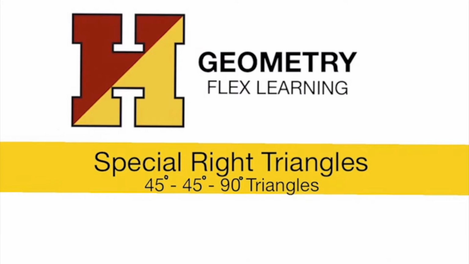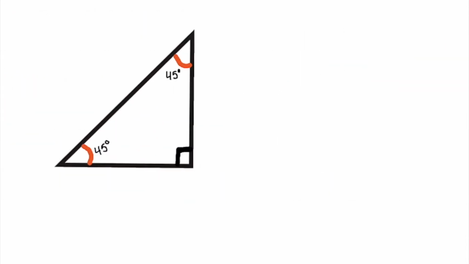Today's topic is special right triangles, more specifically 45, 45, 90-degree triangles. Let's get started. Where does the name 45, 45, 90 come from? Well, it comes from the triangles quite literally having 45 and 90-degree angles.